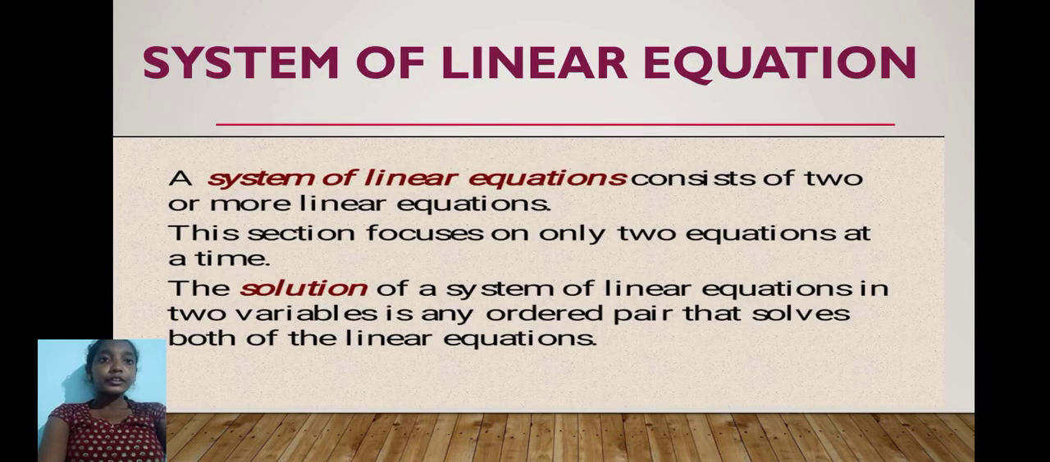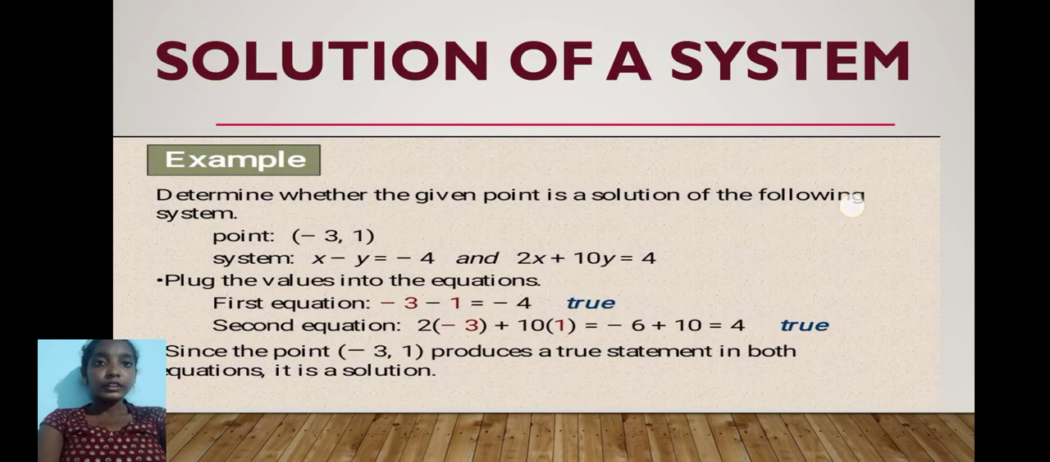System of linear equations. What is a system of linear equation? A system of linear equation consists of two or more linear equations. This section focuses on only two equations at a time. The solution of a system of linear equations in two variables is any ordered pair that solves both of the linear equations.